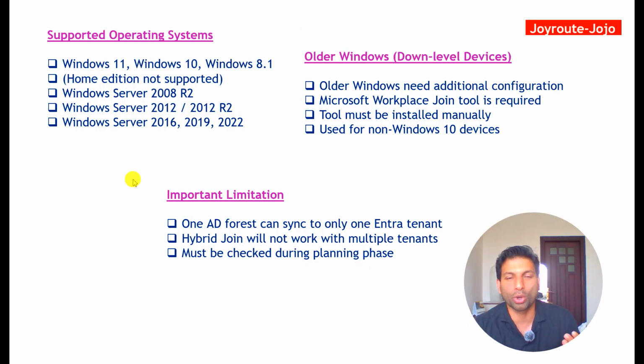Let's see the supported operating systems for Entra Hybrid Join. First, Windows 10, Windows 11, and Windows 8.1. Home editions are not supported for Entra Hybrid Join. Then Server 2008 R2, 2012 R2, 2016, 2019, 2022. Maybe 2025 too; this is what I have taken from the documentation, and 2025 is not mentioned. I believe the document might not have been updated, and it should be supporting 2025 also. I'm not sure about that, so we will have to verify it again.